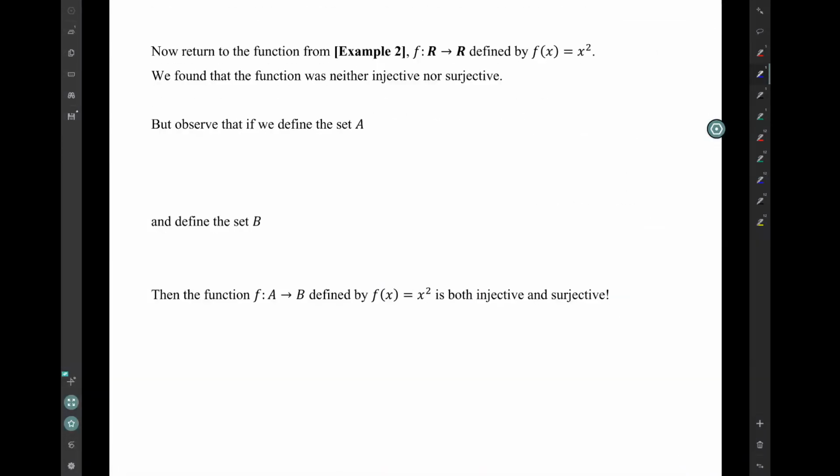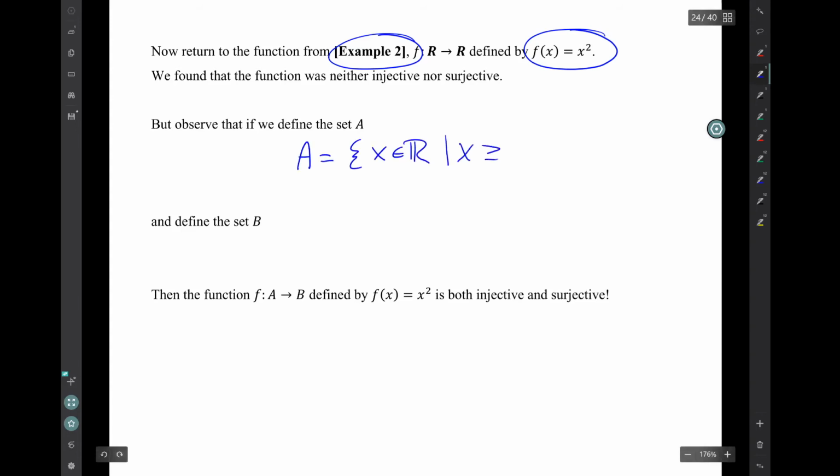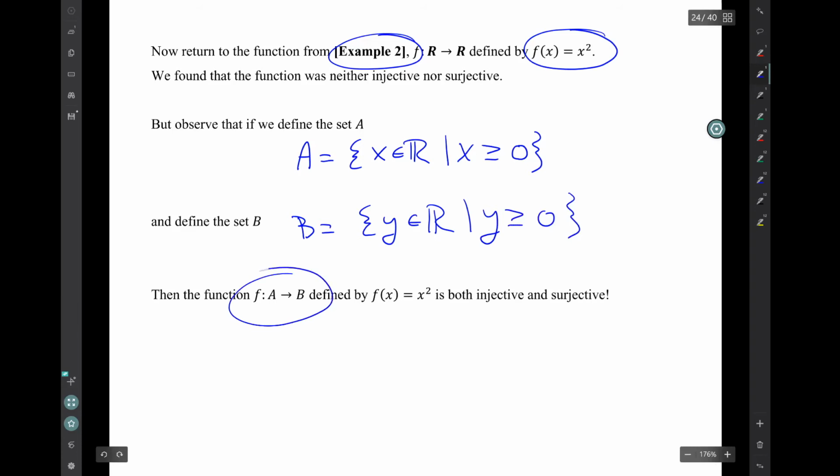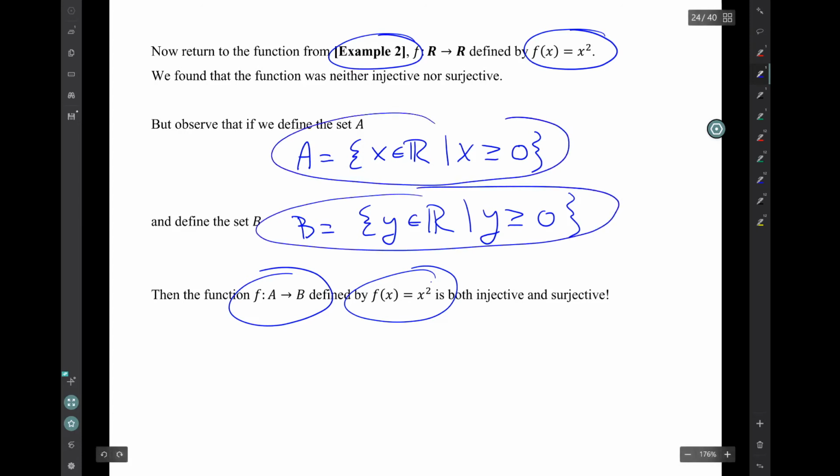Now return to the function from example 2. f of x equals x squared. We found that function was neither injective nor surjective. But what if we define the set A this way and define the set B this way? Well, then if we say that f of x equals x squared is meant to be used as a function from this set A to this set B, then the function is both injective and surjective.